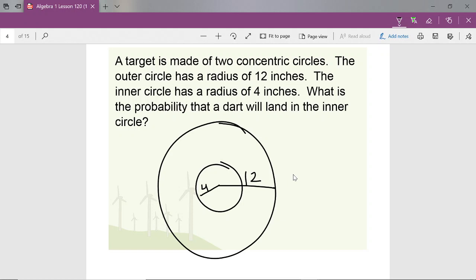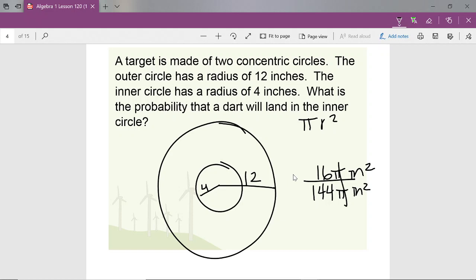Well, the total area of this is the big circle, which means I'm going to be doing pi r squared. I'm going to leave this in terms of pi. It's actually a lot easier to reduce when we do that. And so my total circle is 12 squared, so 144 pi inches squared. And the inner circle would be 4 squared, so 16 pi inches squared. Okay, from here you can reduce down quite a bit.